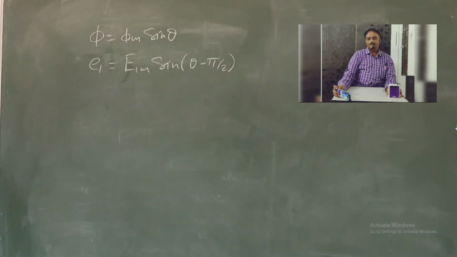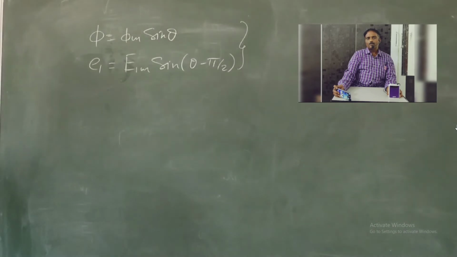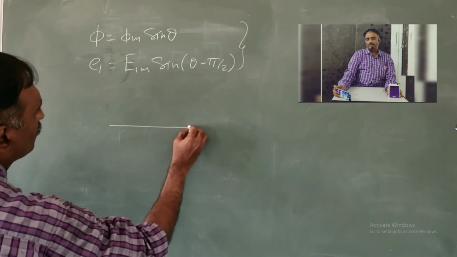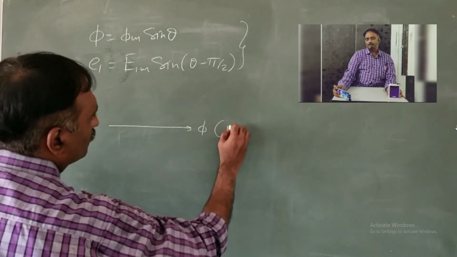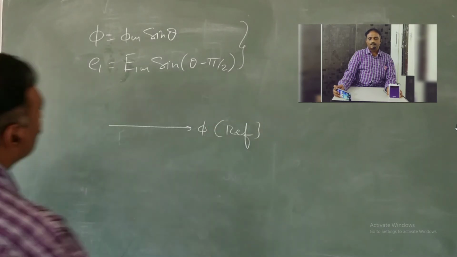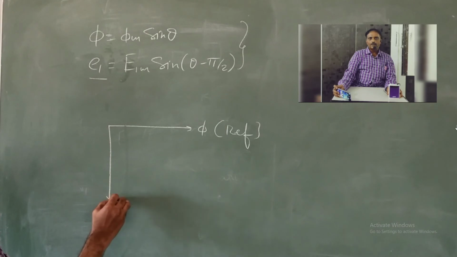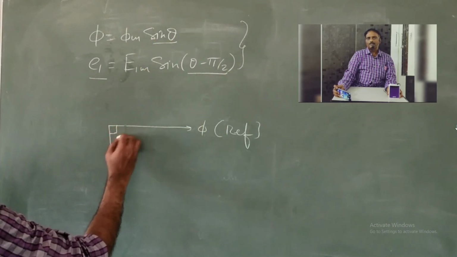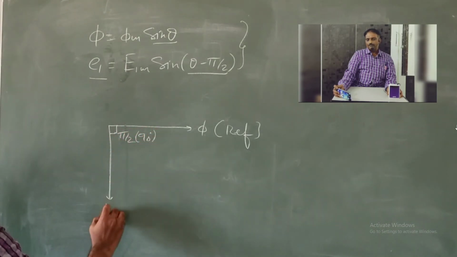Next, let us consider the two equations for flux and induced EMF. From these two, we can draw the phasor diagram of flux and E1. So take flux as the reference, because phi m sin theta, I am considering it as the reference. Then obviously the induced EMF E1 is going to lag behind the flux by 90 degrees because we have got the equation for E1 as sin of theta minus pi by 2, where sin theta is the reference.